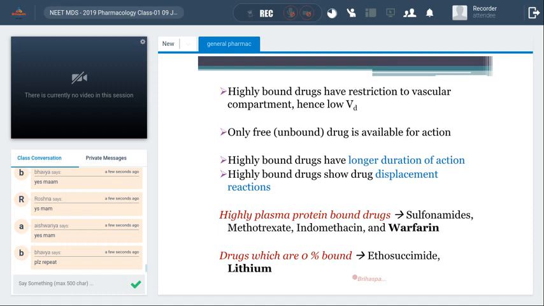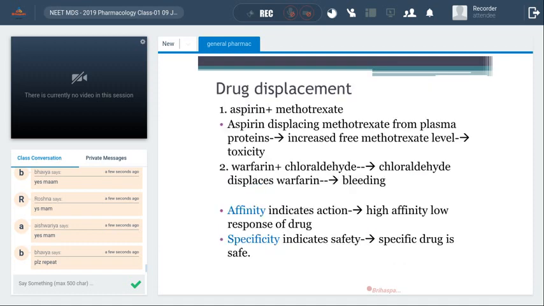So I hope you understood the concept of plasma protein binding. There are proteins in the plasma to which the drug binds, and the bound form will not act. It's only the free form which will produce the effect. And slowly the bound form will release the drug once the free form is over. Then I just mentioned to you, highly plasma protein bound drugs can have displacement reactions, which means there's a drug which is already bound to plasma protein. You administer a second drug, which is also binding to the same plasma protein. It will come and displace the first drug so that the first drug's free form increases, which results in toxicity.